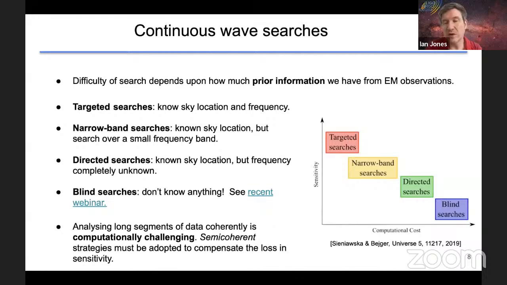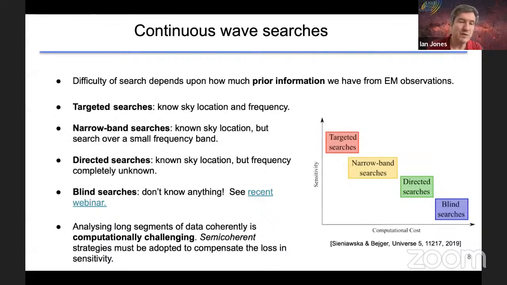The next most difficult in terms of computational cost are the narrowband searches, where typically we know, say, a sky location like a supernova remnant or a little patch like the galactic center, but where we know, say, where a star probably is, but we don't know how fast it's spinning exactly. And so what we do then is we do a search over a little small frequency band. So it's a bit more expensive than a targeted search and doesn't dig quite as deeply into the data.